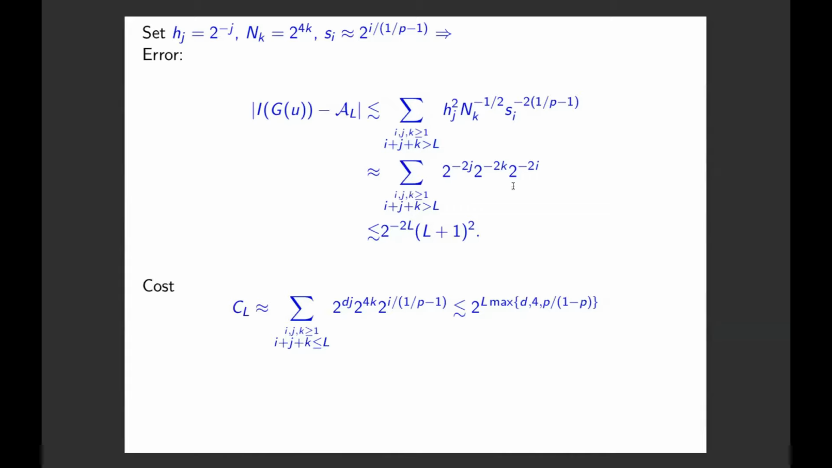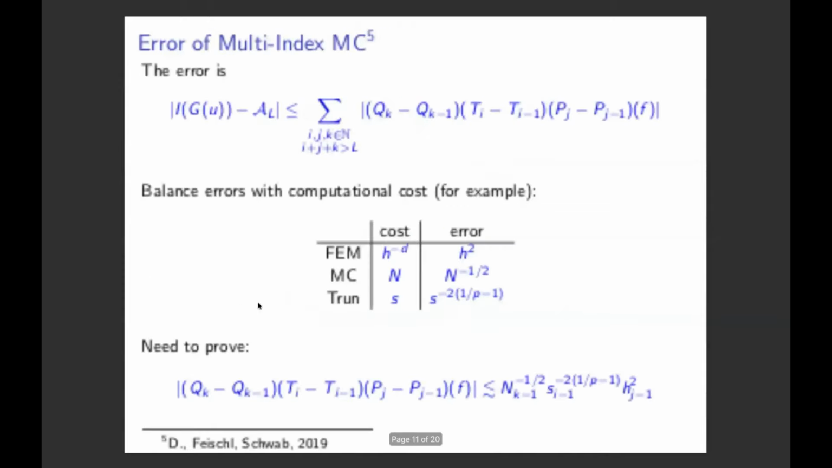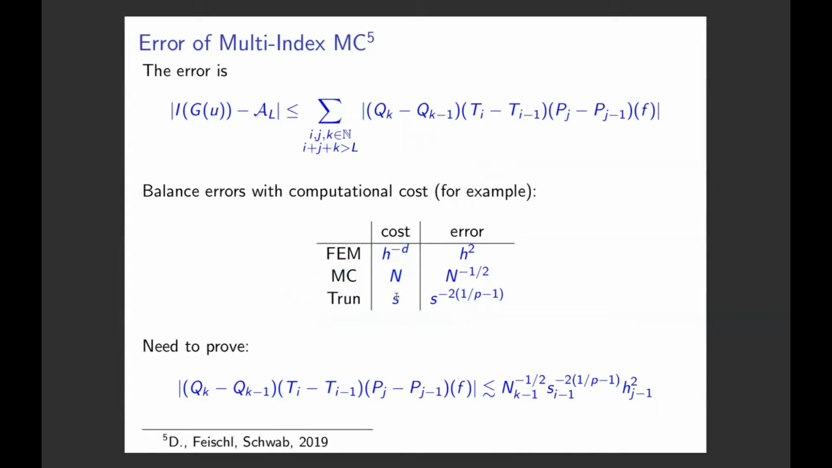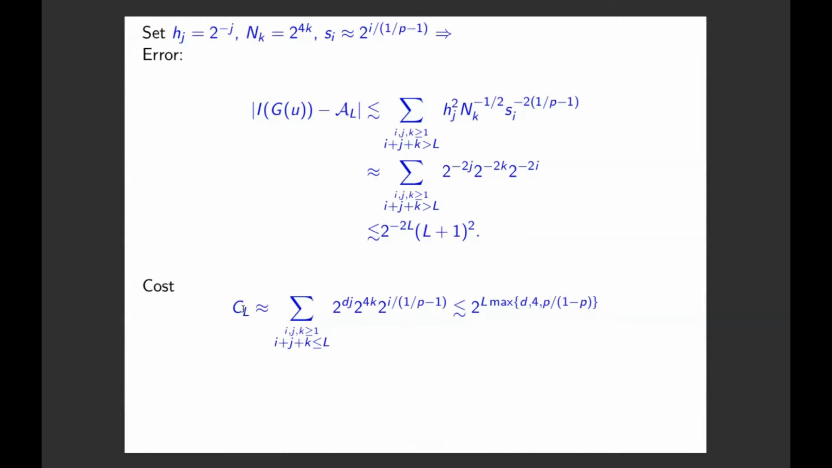And we can simplify this expression. You can see here the particular choice of hj and k and si was to make this sum as simple as possible, and one can check that now the error is bounded by a term which is of the form 2 to the minus 2 capital L times L plus 1 squared. And so if we increase this capital L, the error of our algorithm in fact becomes smaller and smaller and goes to 0.